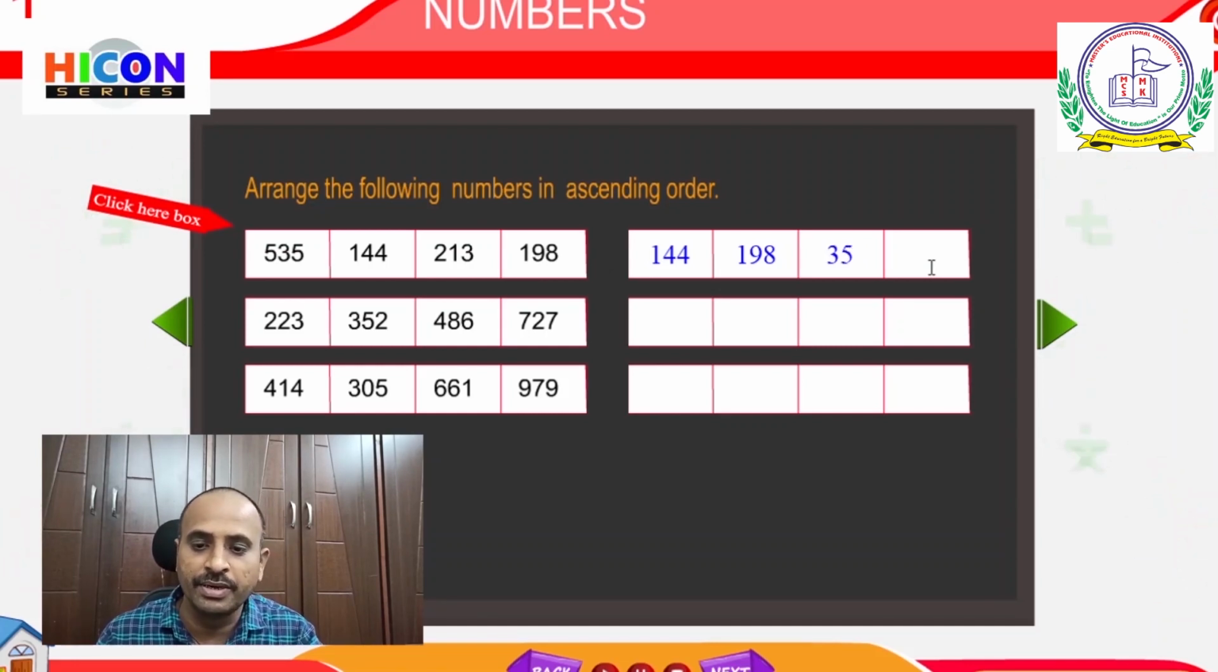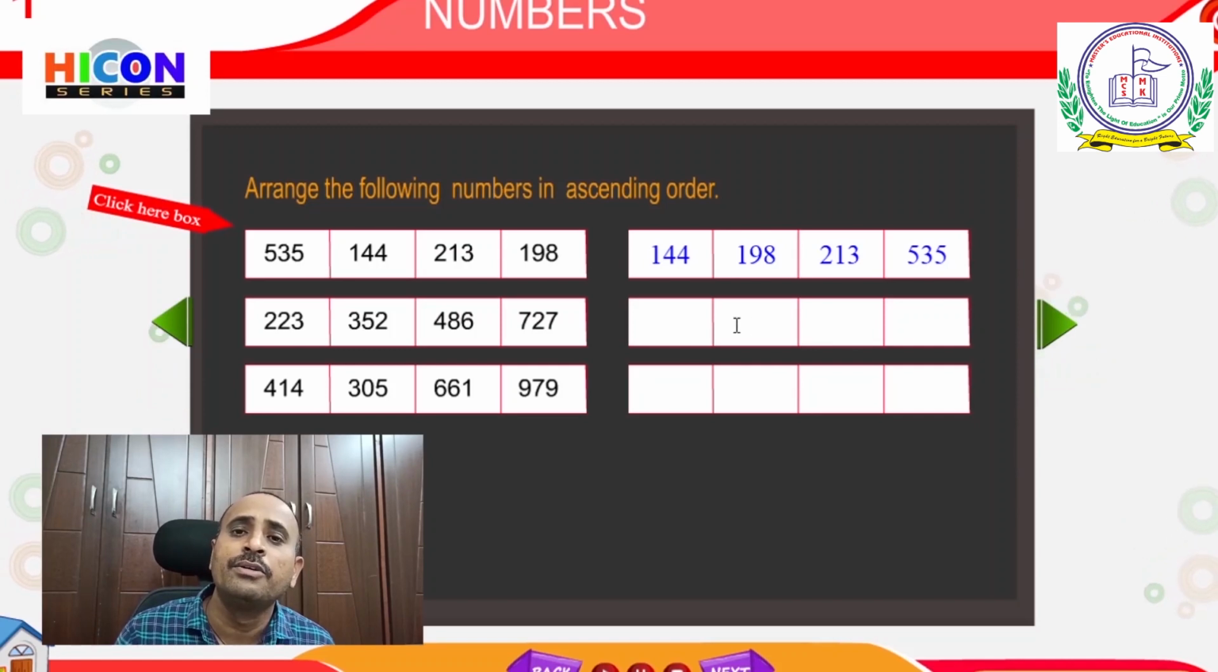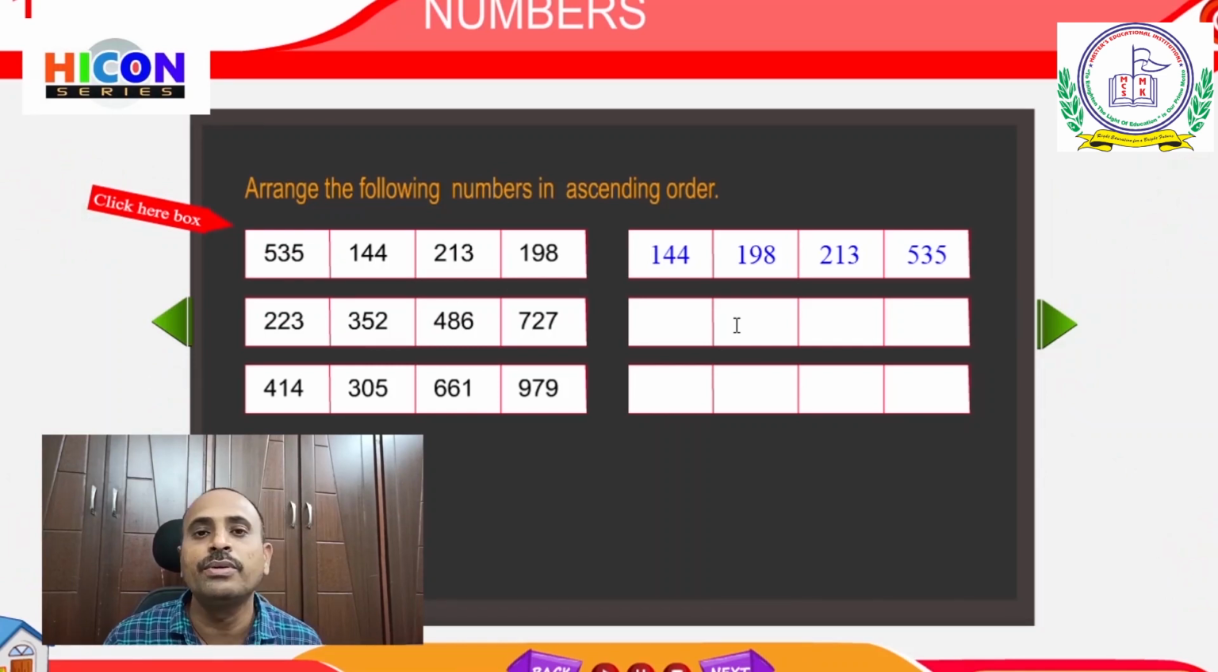213 is the third number and the fourth number is 535. So this is called ascending order. So first we have to compare the first digit in every number. Then if the first digit is same, then compare the second digit. So in this way we have to write the given numbers in the ascending order.